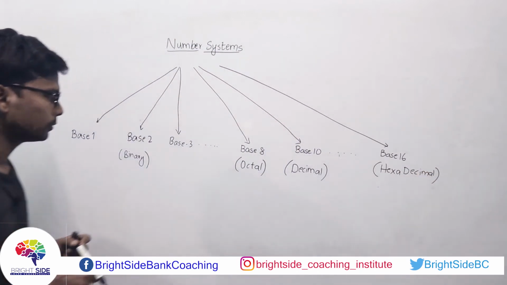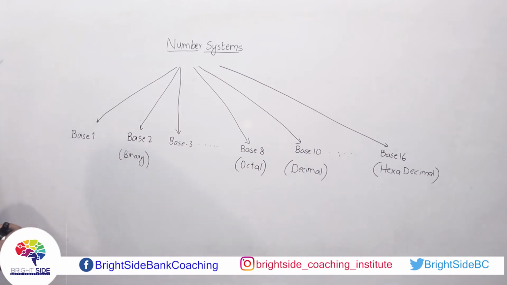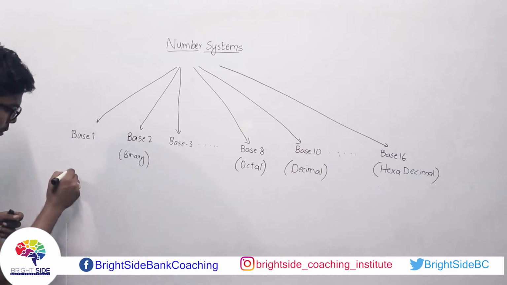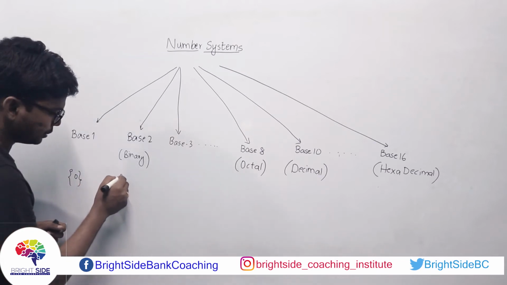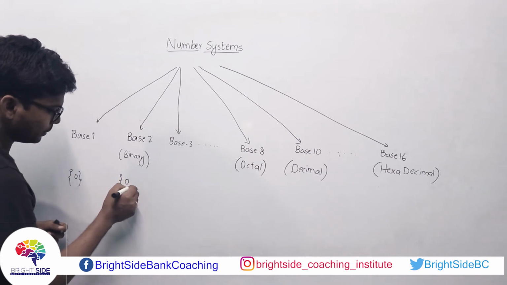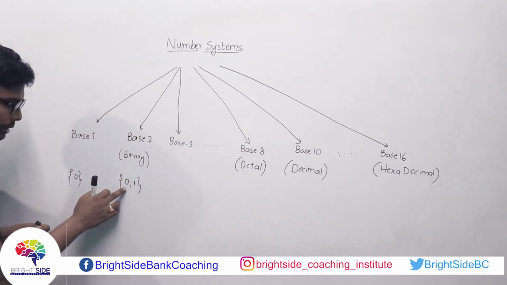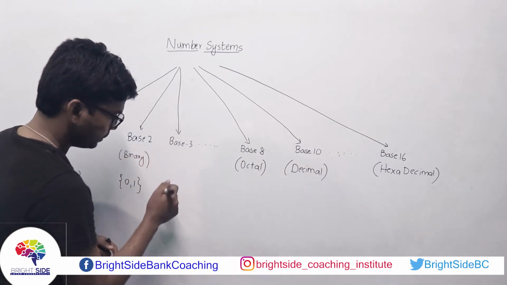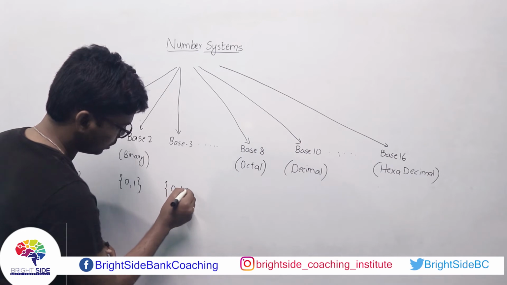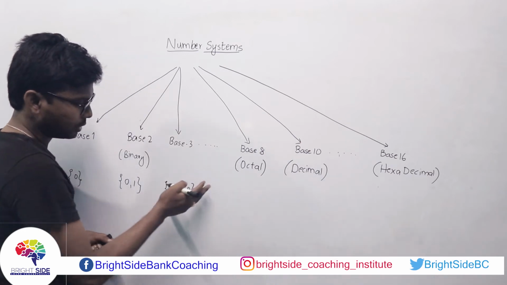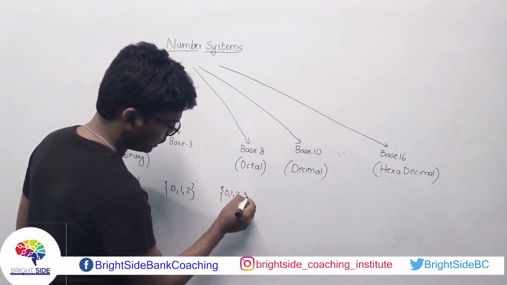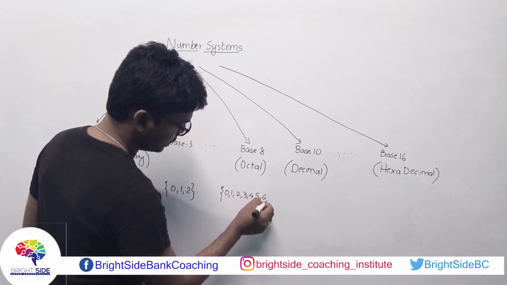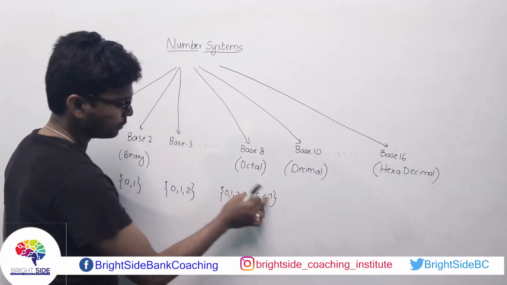Okay, so let us see what are all the elements that will be there in each of the bases. Okay, so in base 1 number system we will be having only one element, that is 0, and in the base 2 or binary number system you will be having two symbols or two digits, that is 0 and 1. In base 3 we will be having 0, 1, 2. Likewise you can now guess. Okay, so in base 8 we will be having 0, 1, 2, 3, 4, 5, 6, 7. That's it. Okay, up to 7.